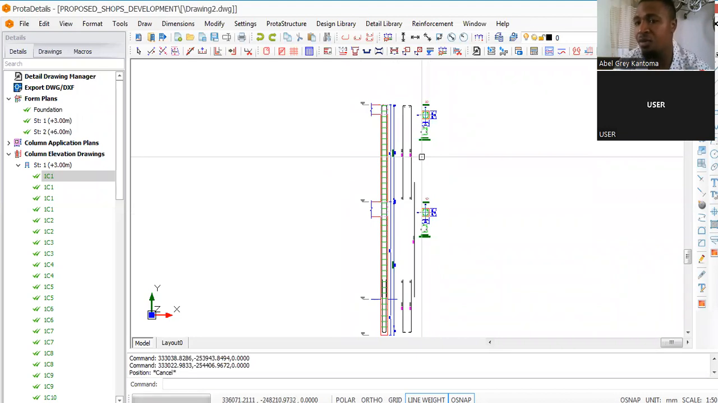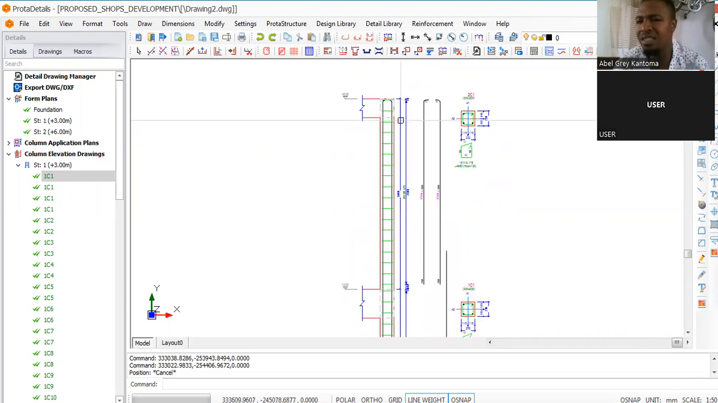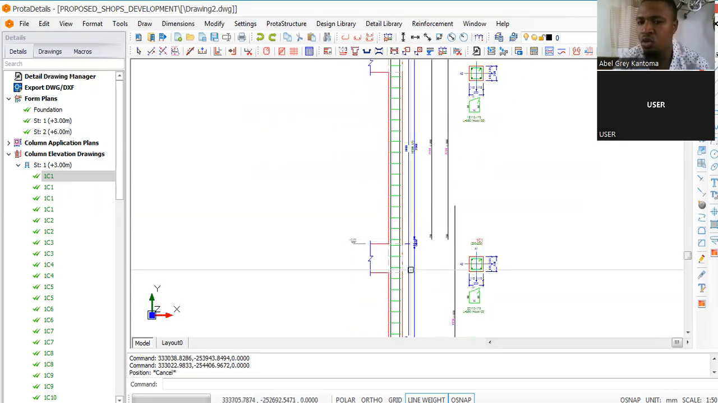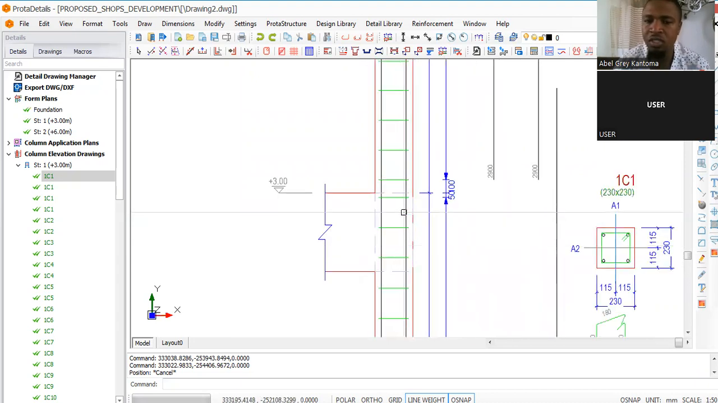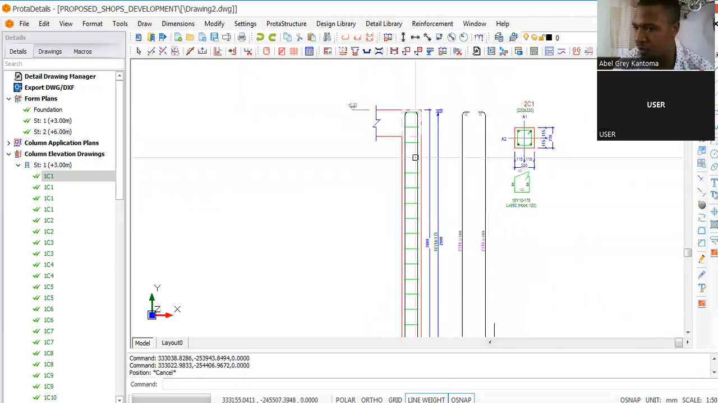So even me right now, if I find myself in a particular consultancy, not where I was trained, they may have a different way of how they represent their detailing. And I don't have a choice. I may have to adopt the way they represent their detailed drawings. So everybody has their way of representing their detailing. But there are some basic information that you need to understand. Once you understand that, there is nothing wrong with presenting your detailing as it is right now from the Prota detail software.